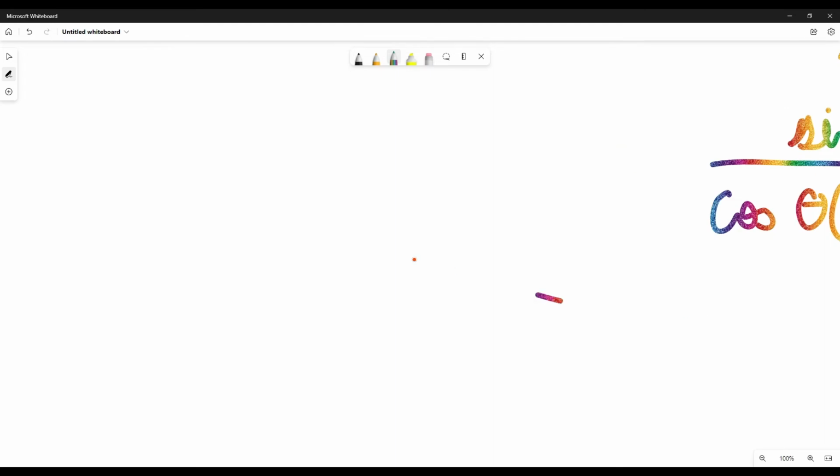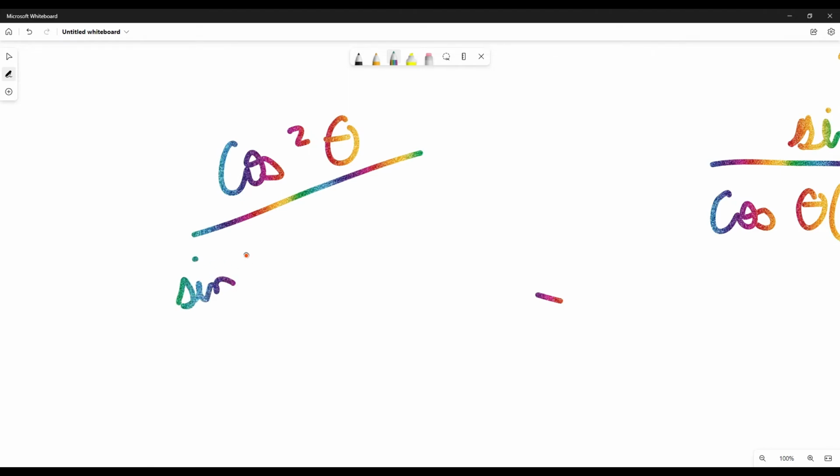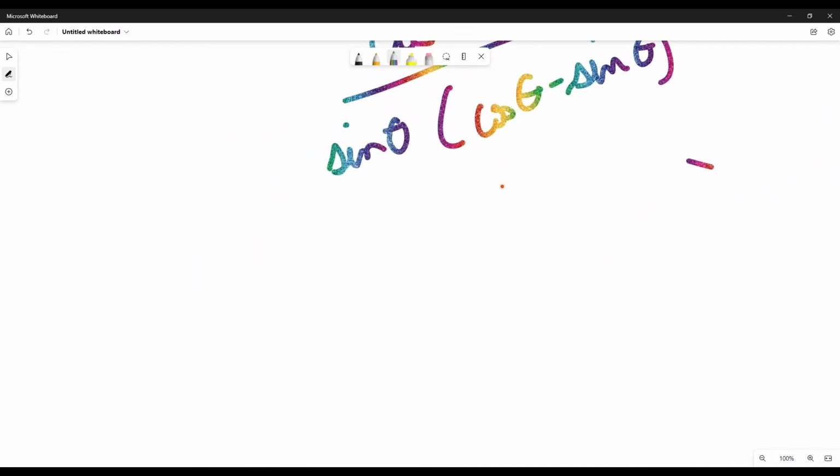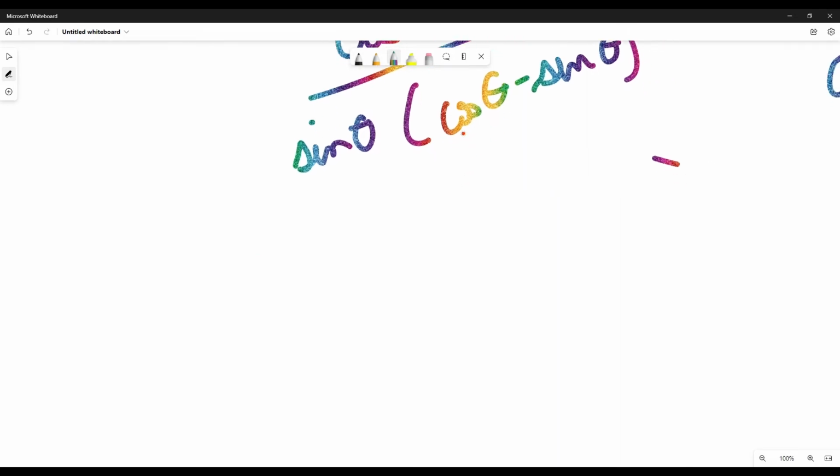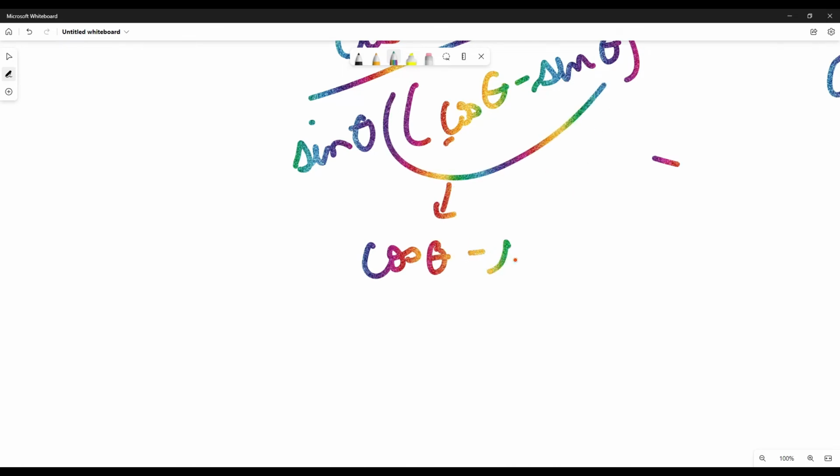Let's go into the rough column. Cos square theta, basically sine theta, cos theta minus sine theta. So basically, can't we write? We can just see this part. Okay, here just magnifying it. Cos theta minus sine theta.